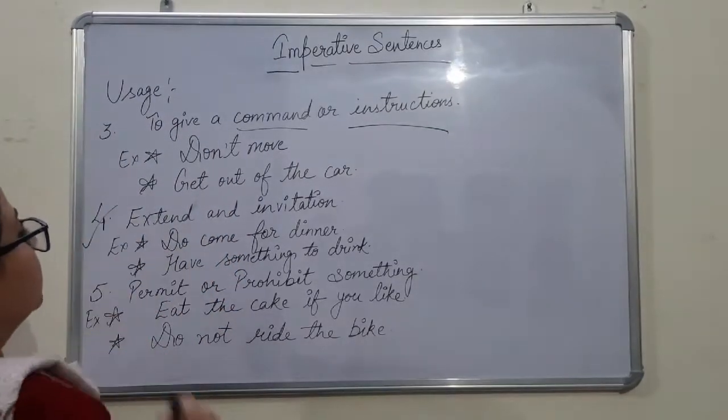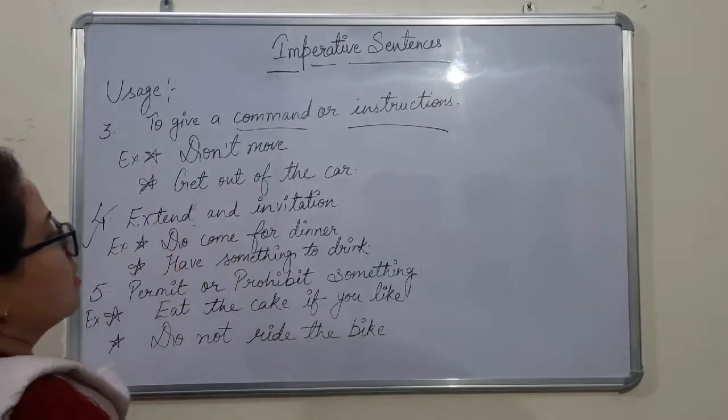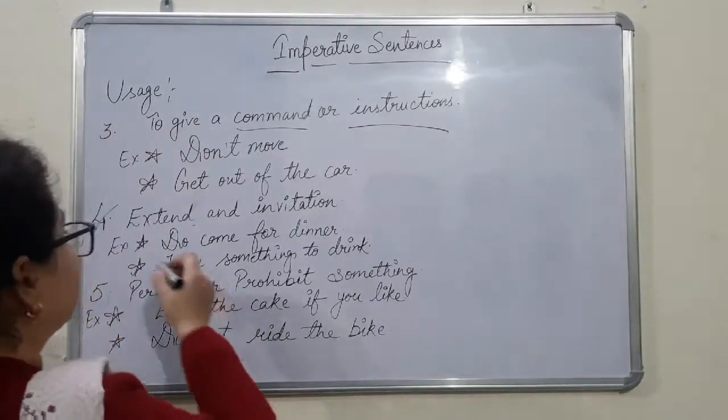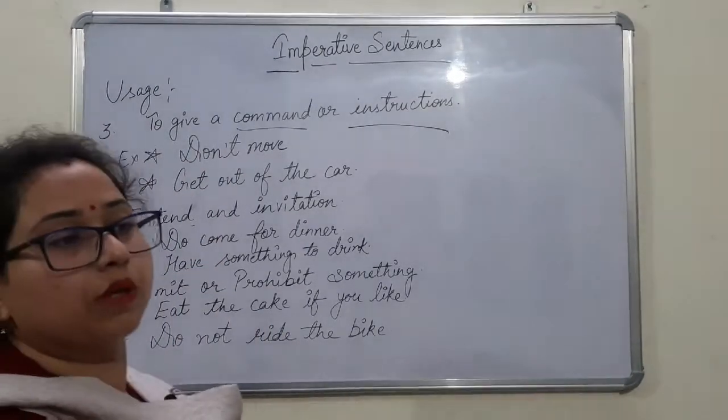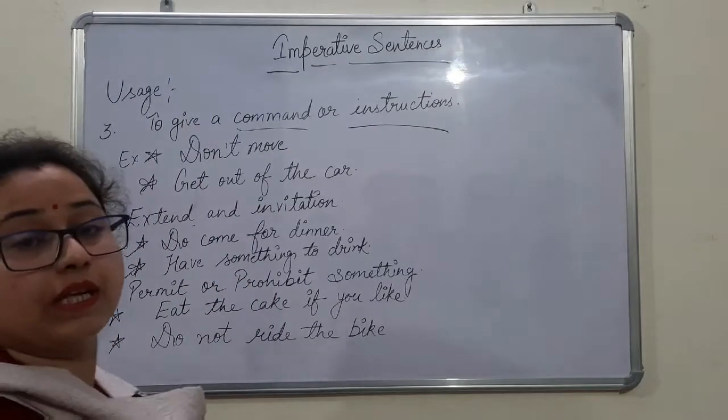The 4th is extend an invitation. Extend means to offer. So do come for dinner, do come for a walk. Next is have something to drink, have something to eat.